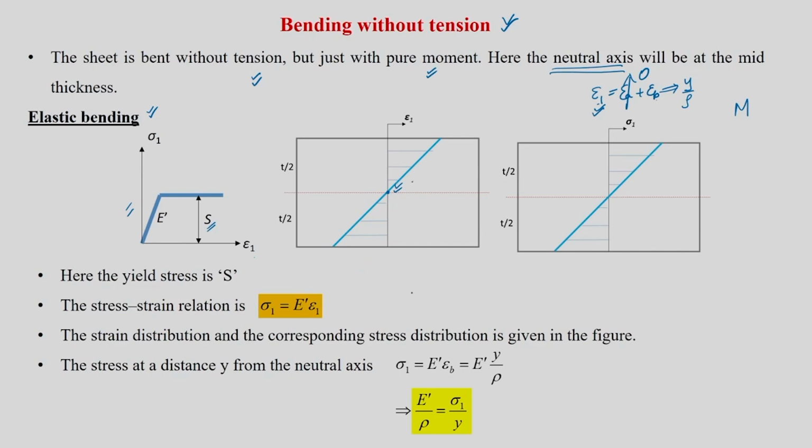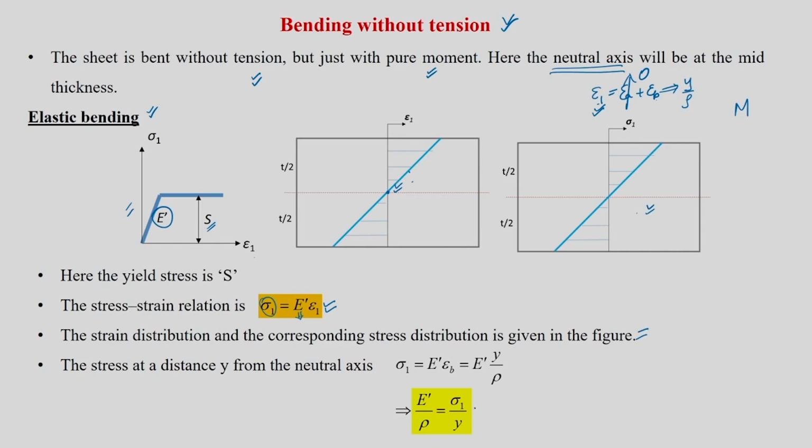So, for this, you have to get a stress distribution. That is our aim here. Very simply, sigma 1 is nothing but E dash into epsilon 1, because bending is only elastic. So, you are going to use the equation relevant to the first part. We already discussed just now that sigma 1 is E dash into epsilon 1, where E dash is your plane strain elastic modulus. Since the epsilon 1 distribution is known to you, you can get the sigma 1 distribution as in this particular figure. The strain distribution and the corresponding stress distribution are given in these two figures.